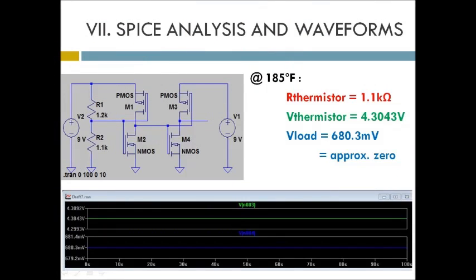At 185 degrees Fahrenheit, the thermistor resistance is computed to be about 1.1 kilo ohms, and the voltage across the thermistor, which is also equal to the input voltage at the first inverter, is 4.3043 volts, which is shown by the green line at the graph below. The output voltage of the second inverter, or the load voltage, is 680.3 millivolts, which is approximately equal to 0 and is shown by the blue line at the graph below.